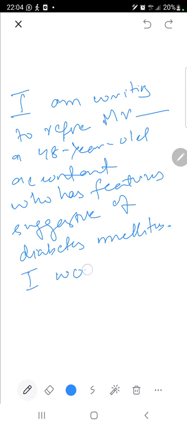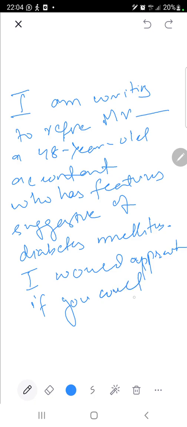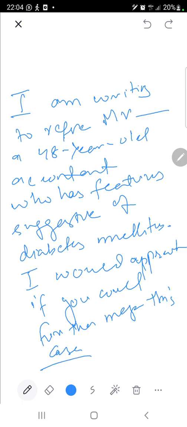I would appreciate it if you could further manage this case. Now you can see over here, in this case, this was typically the defining clause.